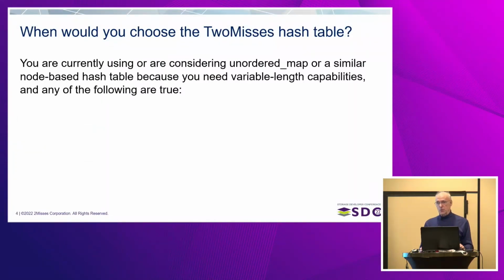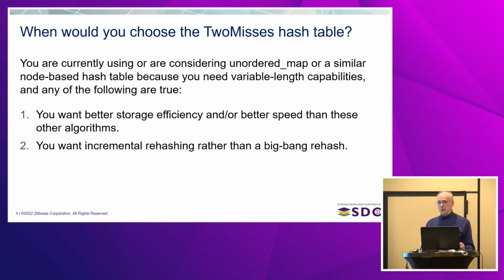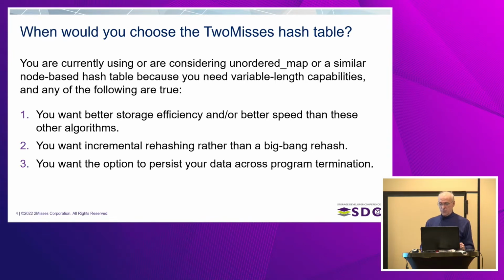So when would you choose this hash table over others? Well, one way you can determine this is you say, am I using unordered map or a similar node-based hash table because I need variable length capabilities? And in addition to that, any of the following are true. You want better storage efficiency and or better speed than these other algorithms. You want incremental rehashing rather than a big bang rehash, which some of the others do and some don't have. And you want the option to persist your data across program termination, so it's not just an in-memory version.